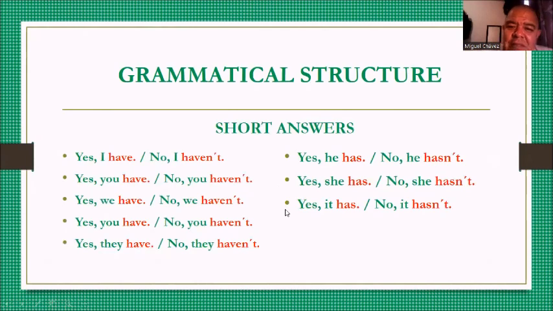And the short answers that correspond to this kind of questions are, yes, I have, no, I haven't, yes, you have, no, you haven't, yes, we have, no, we haven't, yes, he has, no, he hasn't, yes, she has, no, she hasn't, yes, it has, no, it hasn't.